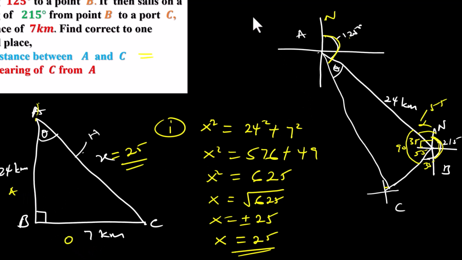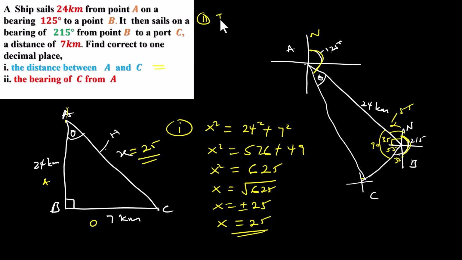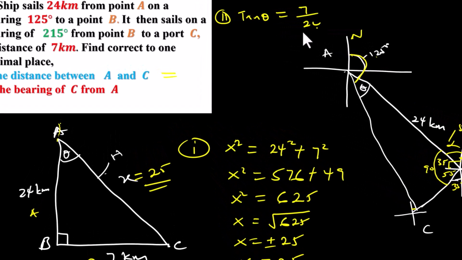So we have O and A, so we can use tan. So tan theta is O over A. So I have 7 on 24. So my theta will be tan inverse of 7 on 24. So tan inverse of 7 on 24 on the calculator, we have 16.26.